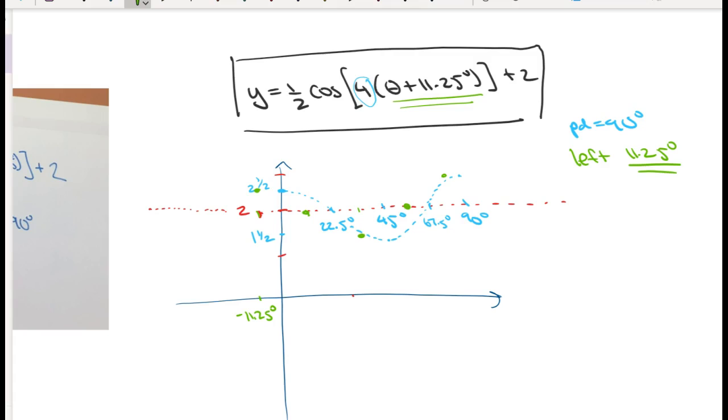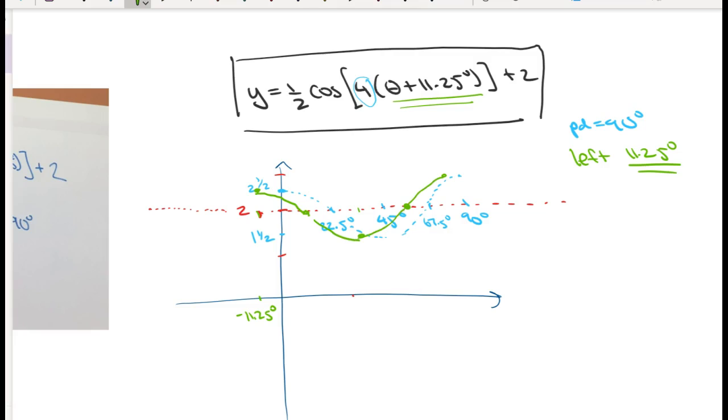Yikes. Somehow, I think, you know what the problem was? I think I went too low with my blue here. Just fix that. Because I was wondering why. Okay, so here's my final graph. Everything shifted left, 11.25 degrees.